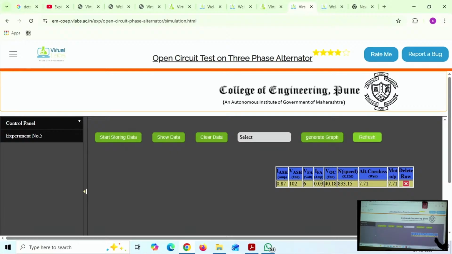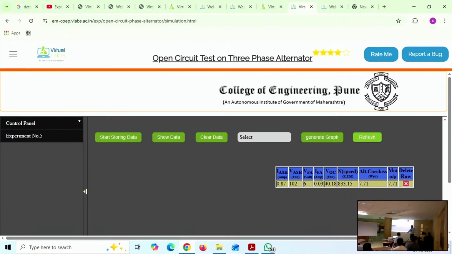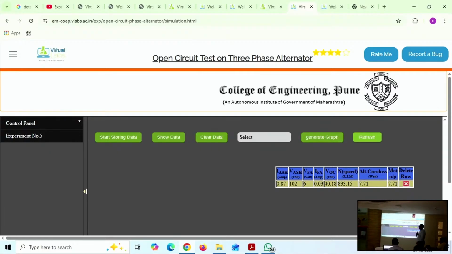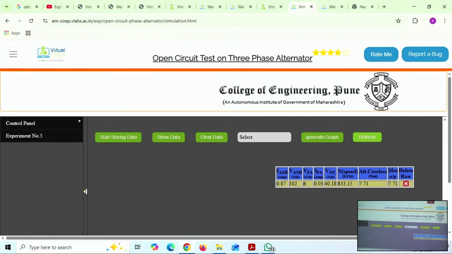Otherwise, in V and I, where to keep 230, where to keep 0.6? In place of V, he will put 0.6, and in place of I, he will put 220. It's wrong. Students should know. This way they will interact practically and learn more of the theoretical concepts. Phase, line, power factor, armature reaction. Many concepts are covered within one experiment itself. Right? That's it.